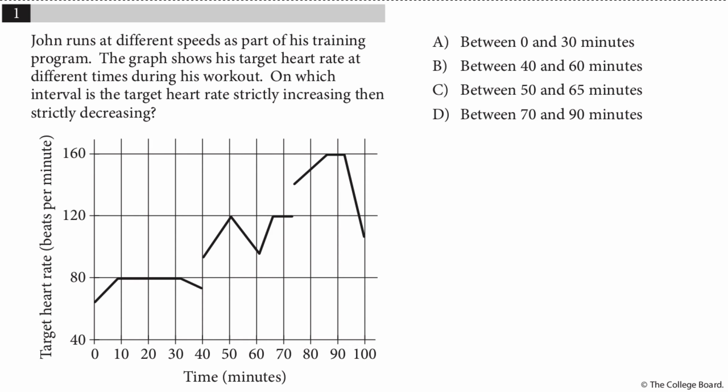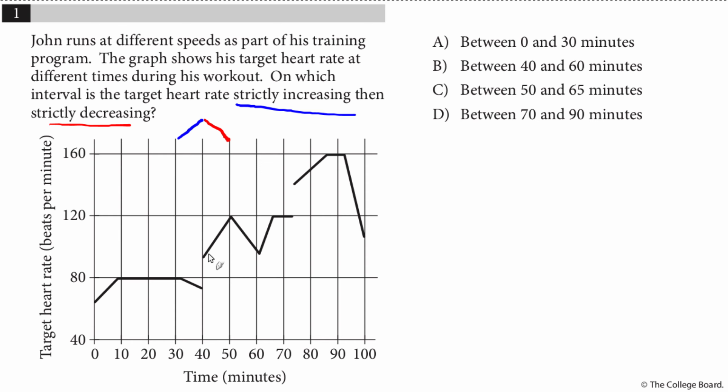Okay, so John runs at different speeds as part of his training program. The graph shows his target heart rate at different times during his workout. On which interval is the target heart rate strictly increasing, then strictly decreasing? So in here, strictly increasing means going up. Strictly decreasing means going down. So let's look and see what we have here.